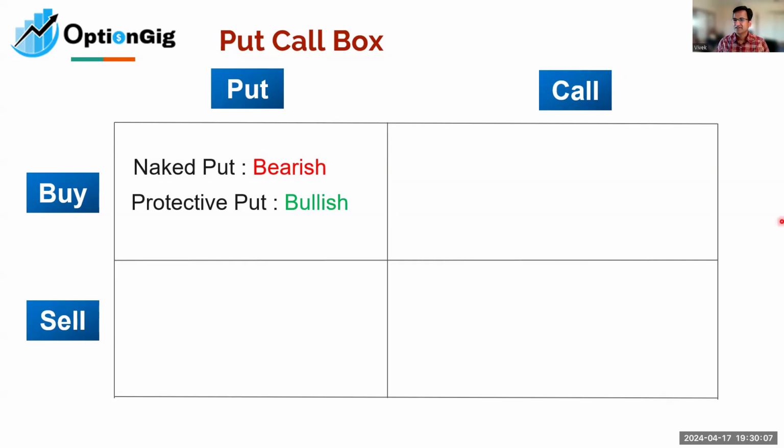So I'll read the question. Anonymous asks, if I think a stock is going to go down, then instead of shorting the stock, I can do a naked put? Yes, you can buy a put. Do you show how to buy a put as a practical exercise? Okay, yeah, we'll do that.